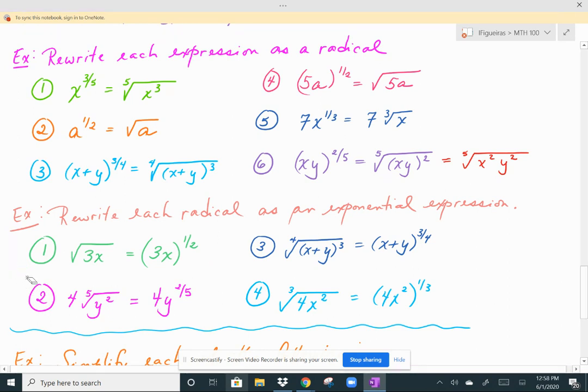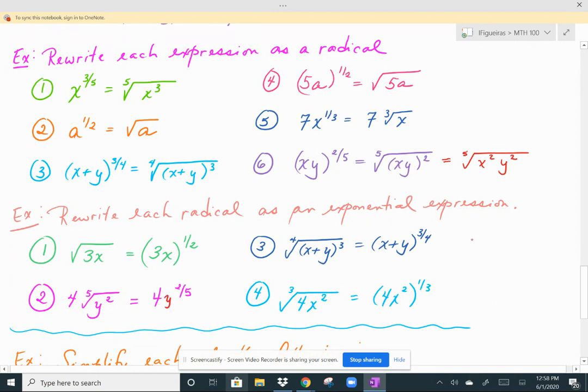Okay, for number 2, I have 4 times the fifth root of y squared. So the 4 is not inside of the radical, so the exponent only belongs to the y. So this is 4y to the 2/5. Do not put parentheses around 4y. It would mean something different if you had parentheses around it. If it looked like I did here with the parentheses, that means the 4 would have been inside of the radical. So you want it without the parentheses, and it's just 4y to the 2/5.